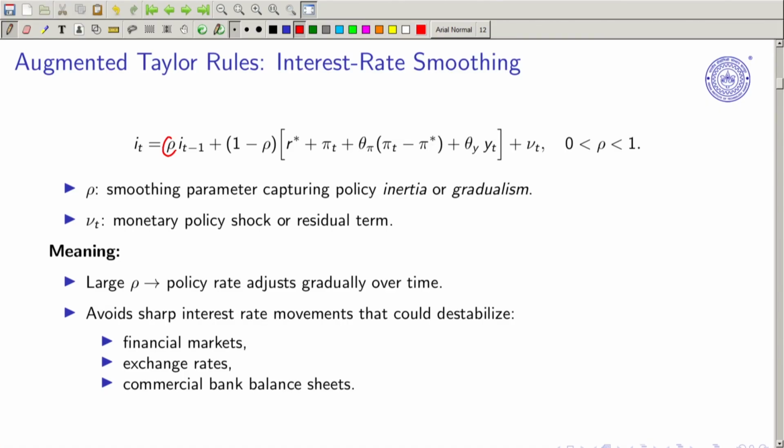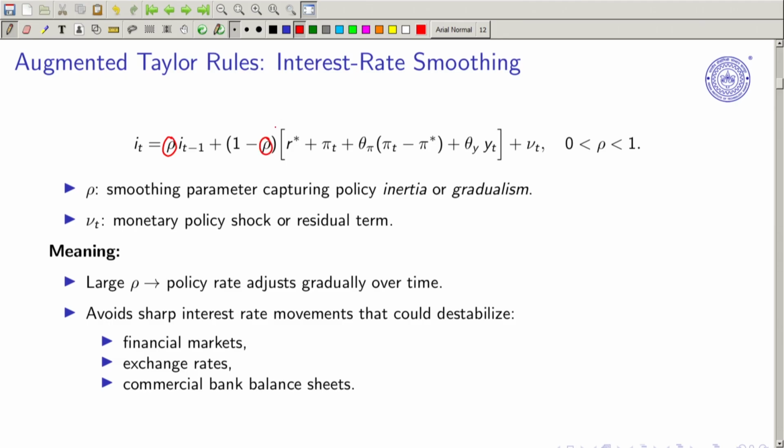Now people started questioning that when we put a Taylor rule to calculate the nominal rate of interest, can we also take into account the previous period rate of interest? So they have gone for some kind of interest rate smoothing scenario, and the smoothing parameter here is rho.